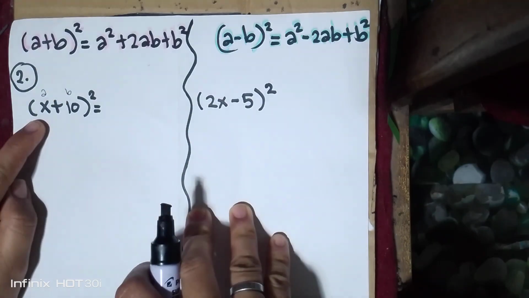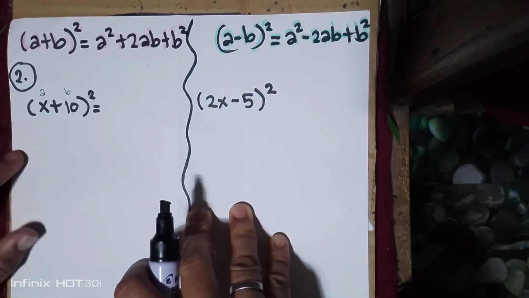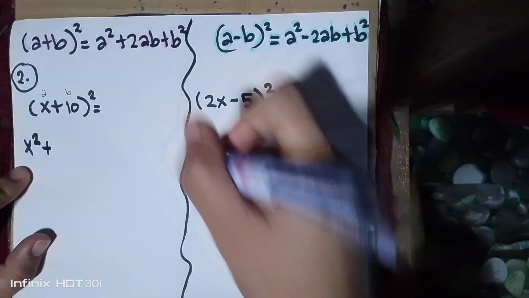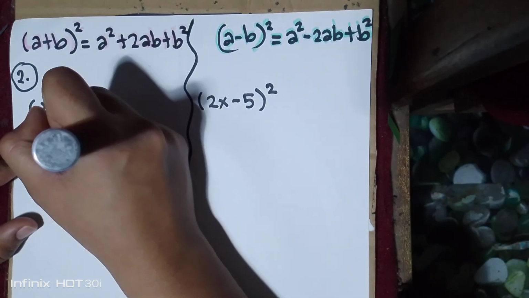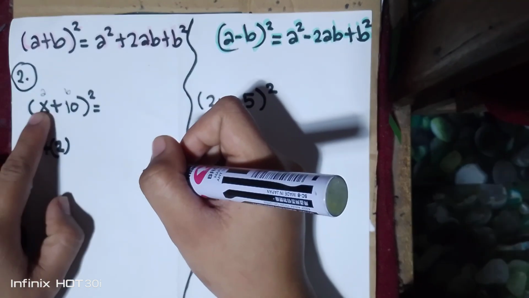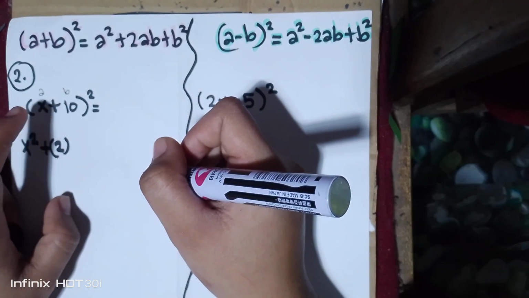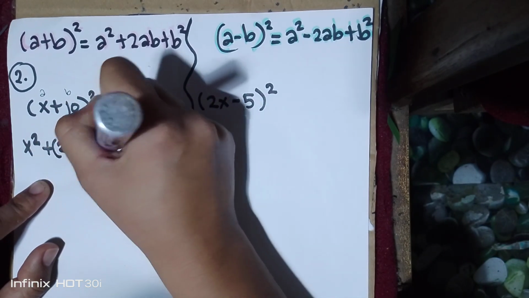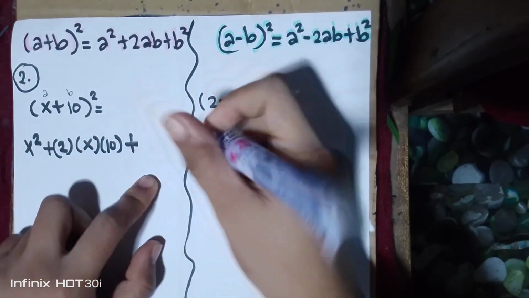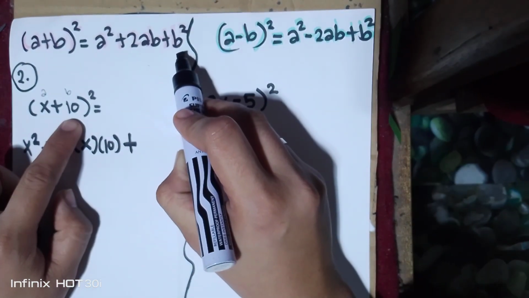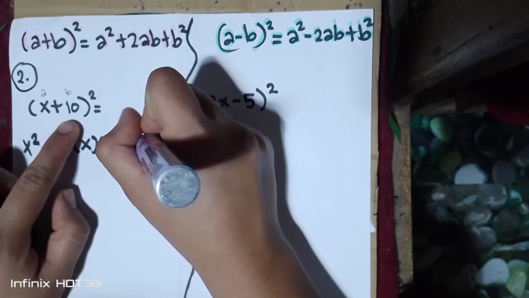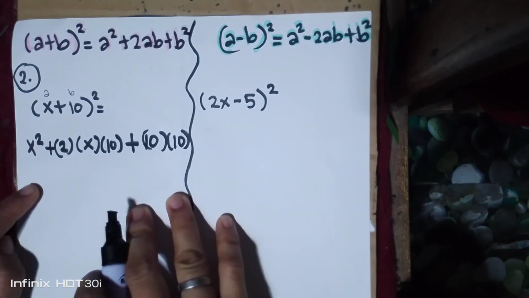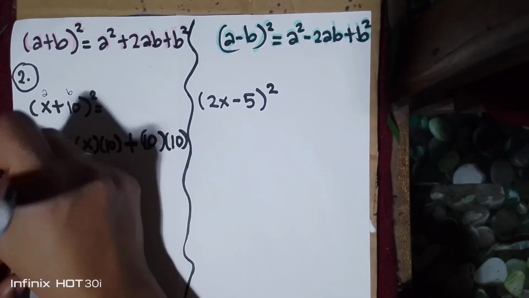So we're going to square the first term, x squared, plus, okay, write the 2, twice the product of the first and the second term, which is x and 10, plus the square of the second term, which is 10 times 10. And after that, we are going to simplify.